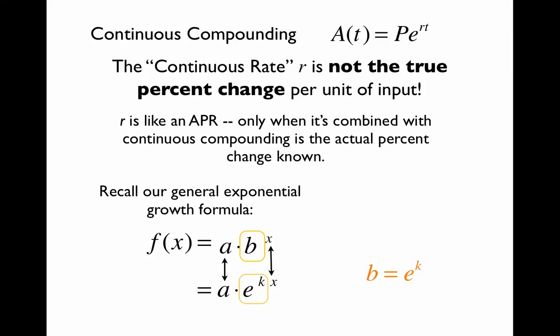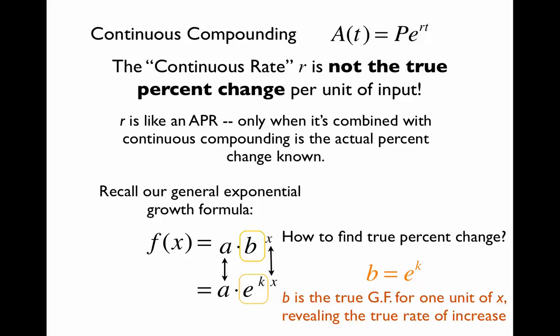From B, we get the percent change. So here's how: given the continuous rate, which doesn't give you the right percent change, you can get the right percent change by finding B. By finding B, then from B, we can get the actual percent change. Okay? B is the true growth factor for 1 unit of X. It reveals the true rate of increase.